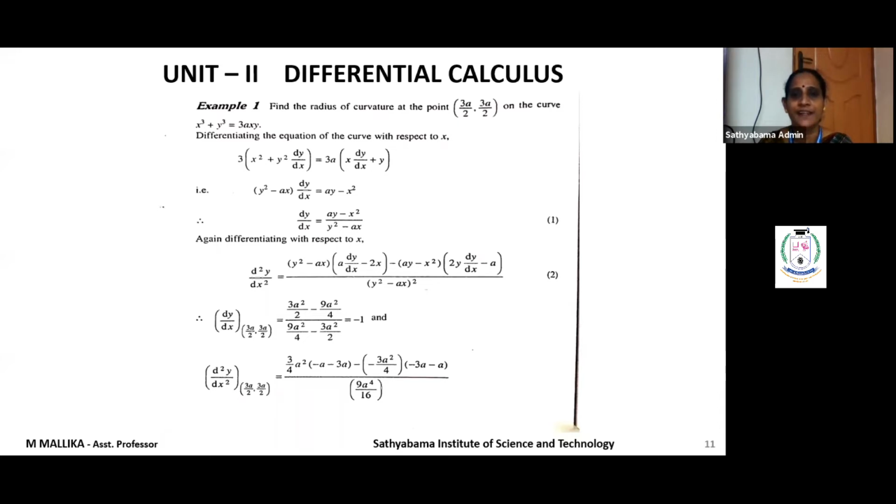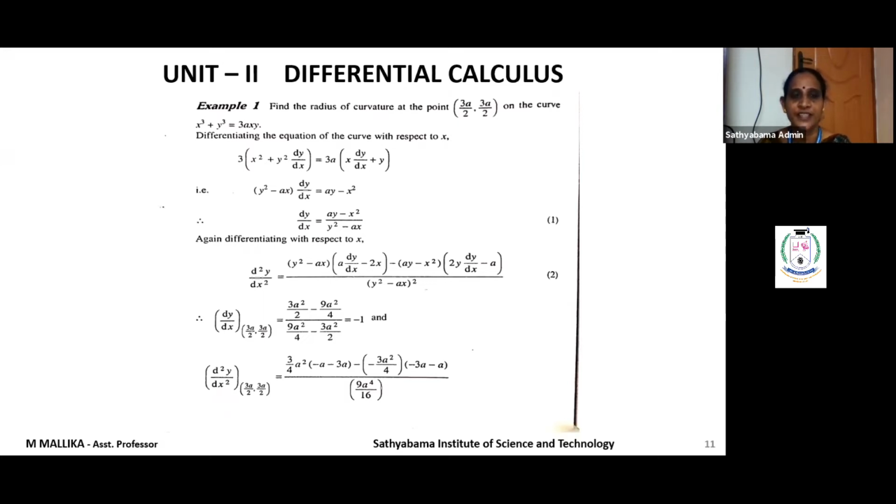So for finding the radius of curvature, dy/dx is required, d²y/dx² is required. So the first thing I have to find out is dy/dx. How will I get dy/dx? Only if I differentiate the equation on both sides with respect to x, I'll be getting dy/dx. Left hand side also has x and y, right hand side also has xy terms. So differentiate left hand side as well as right hand side with respect to x.